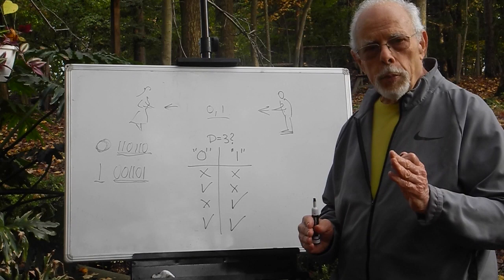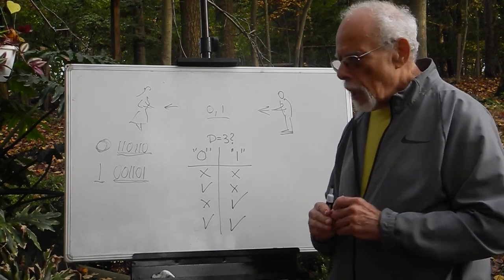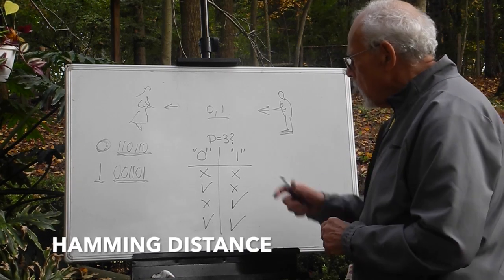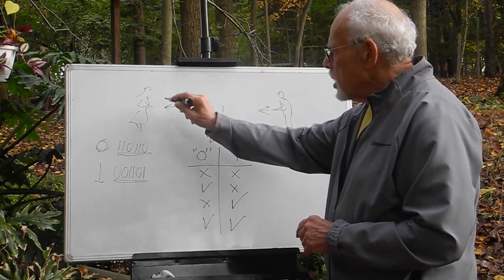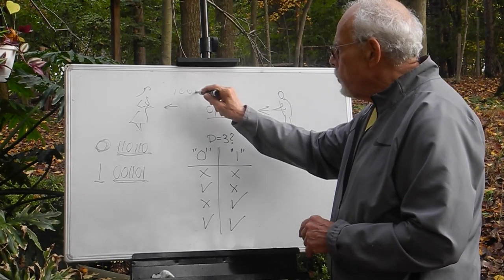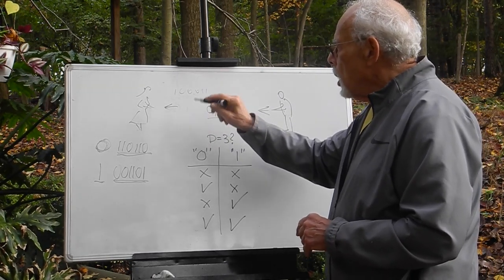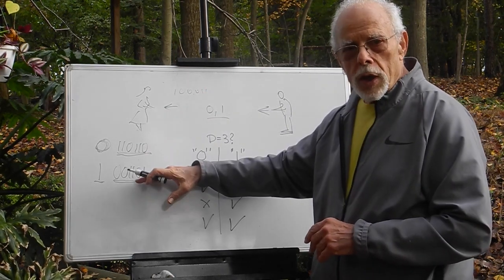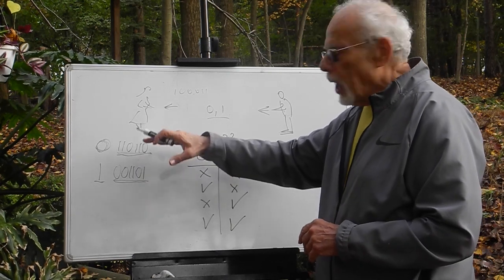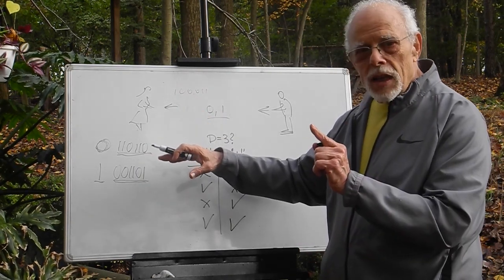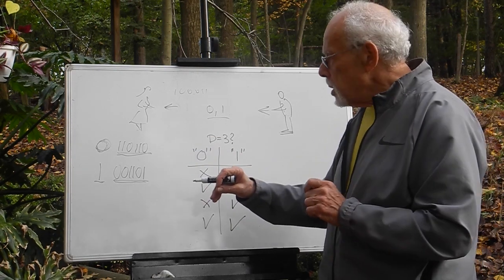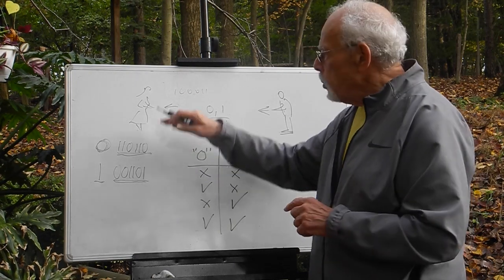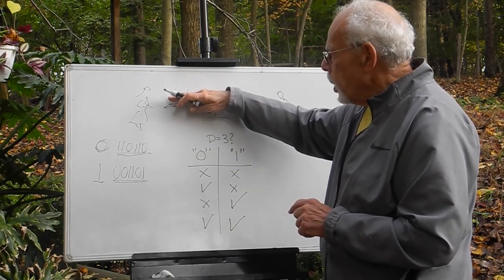Now, from the standpoint of the recipient, we measure Hamming distance. In other words, the recipient is expected to get a string of 6 bits and then compare it to those 2 strings to check if the Hamming distance is exactly 3. What's the Hamming distance? The number of bits that are different between this string and this string.